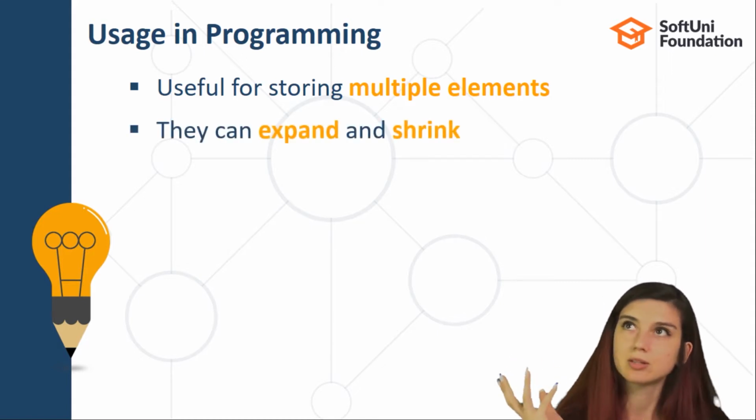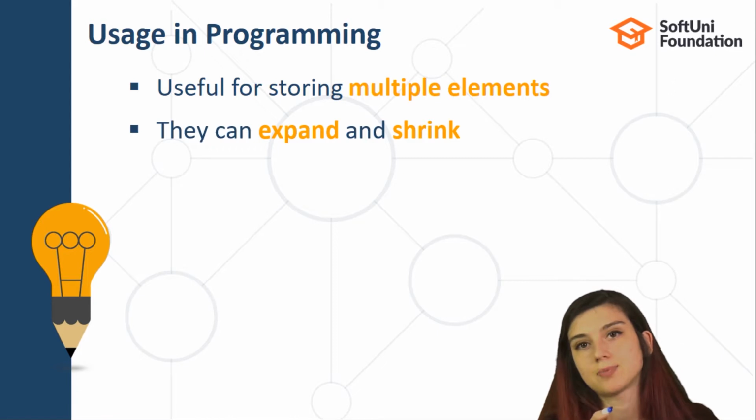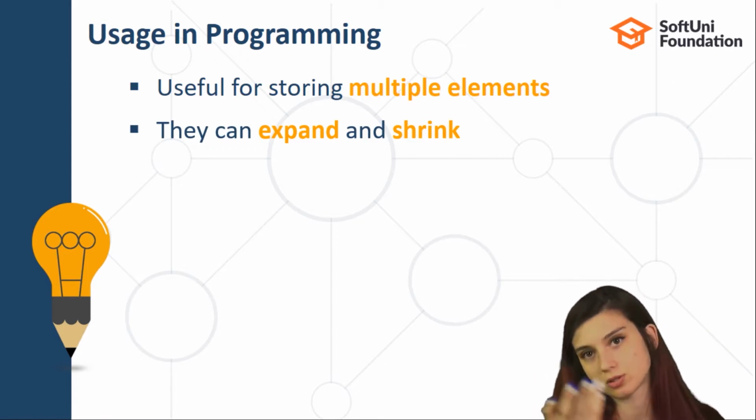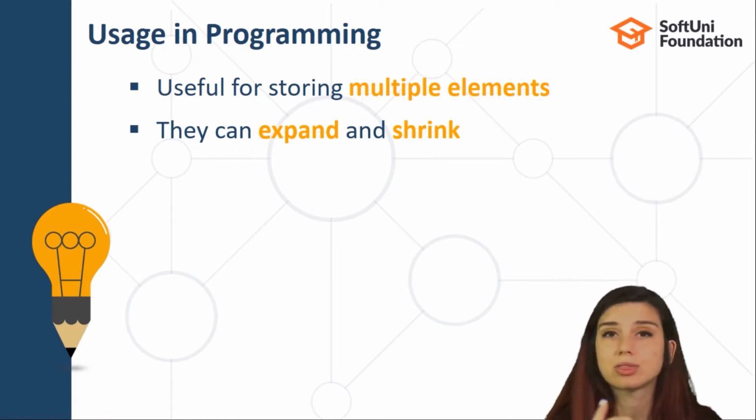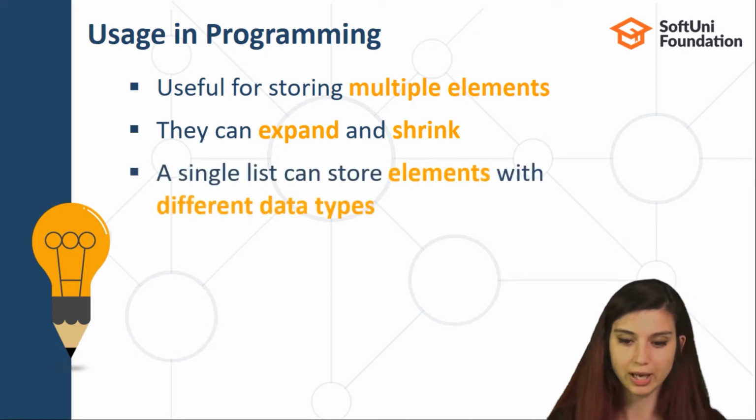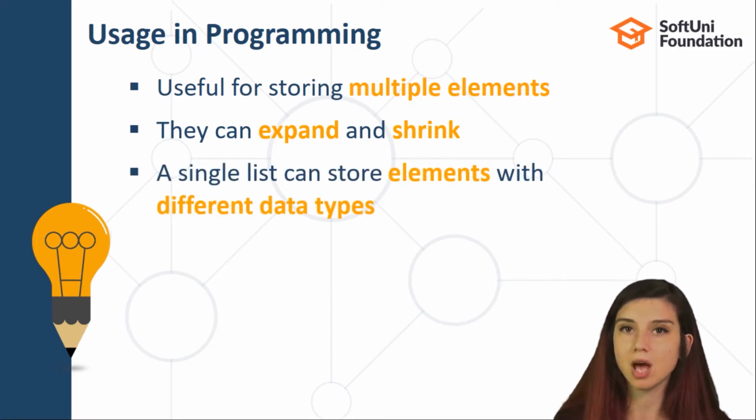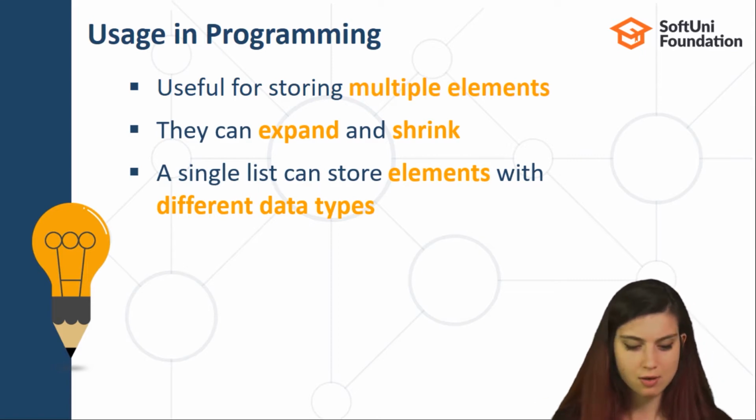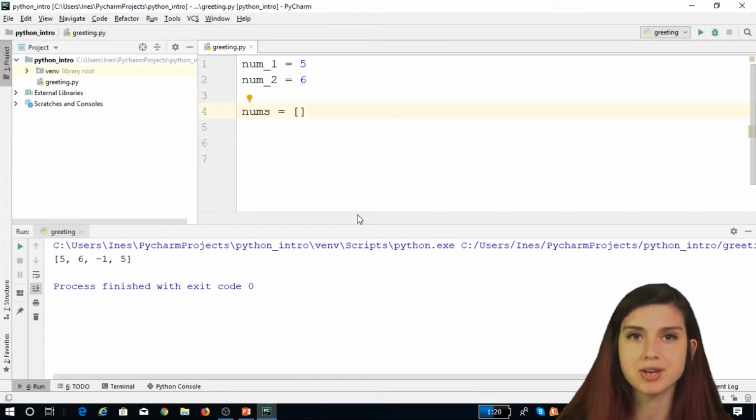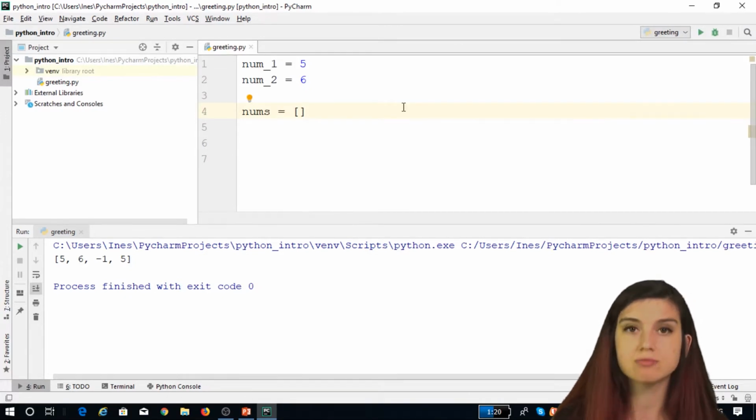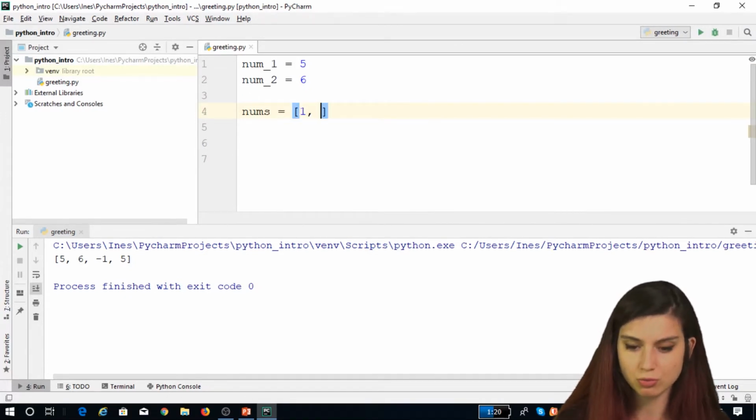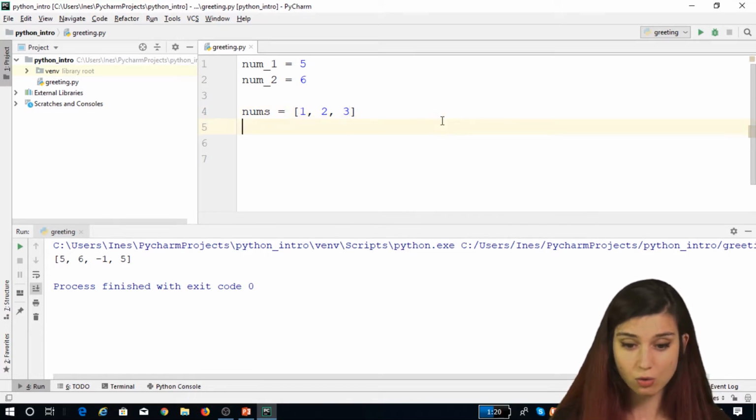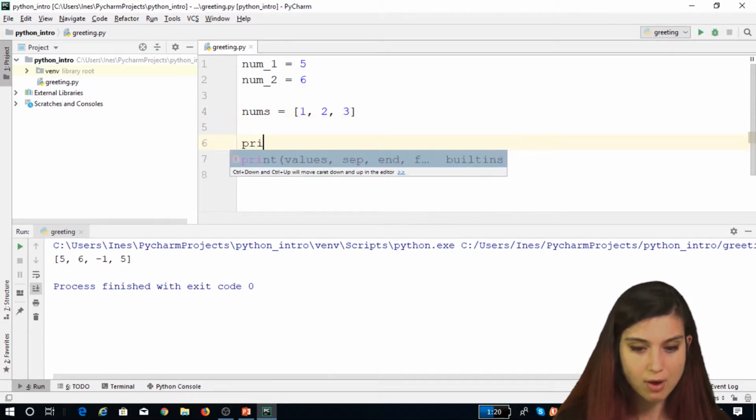Okay, we saw that we can store multiple things in the list. We can store numbers, we can store strings, we can store whatever we want. Okay, so now we saw that they can expand and shrink. But what is the expansion of the list? Well, if you go here and say, okay, I have just 3 numbers. The first one is 1, the second is 2, and the third is 3. And if I go there, I can say, okay, print the nums.